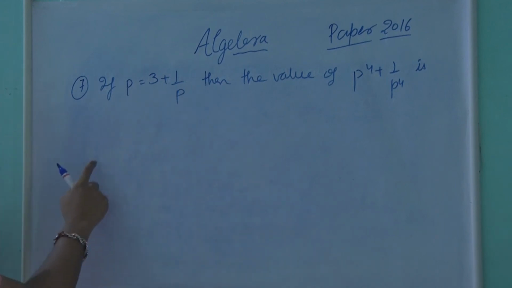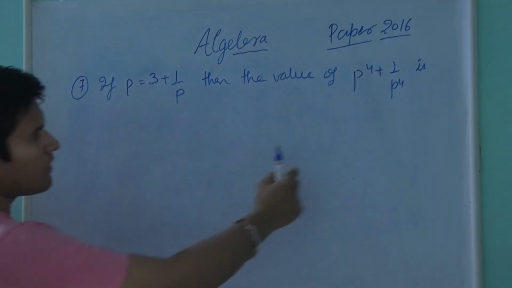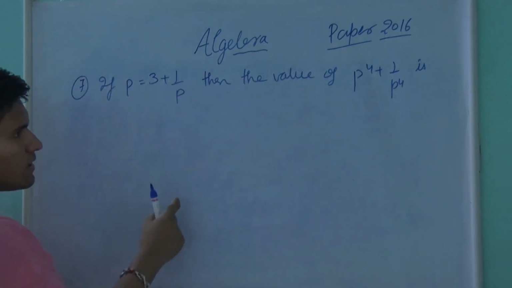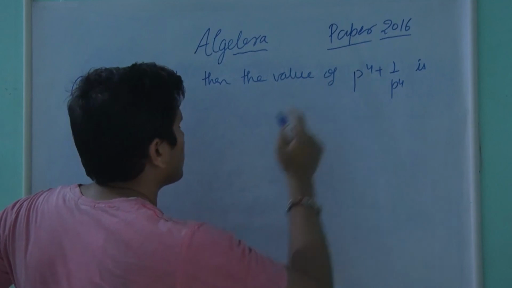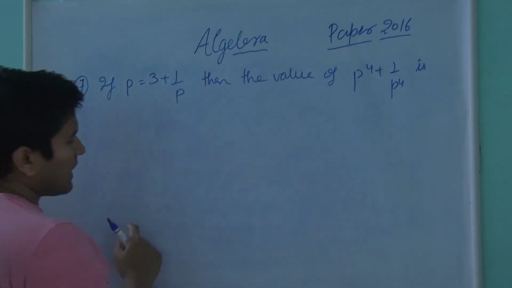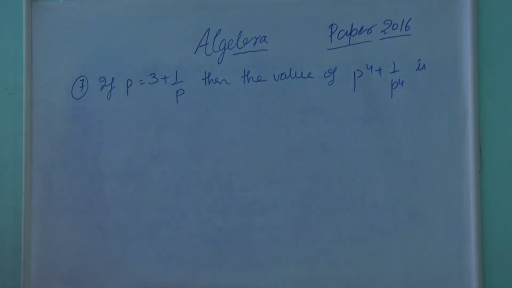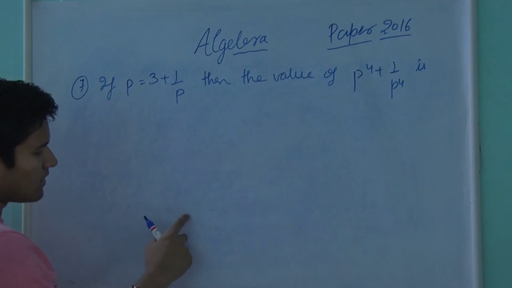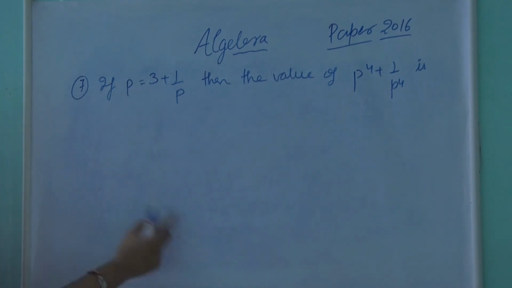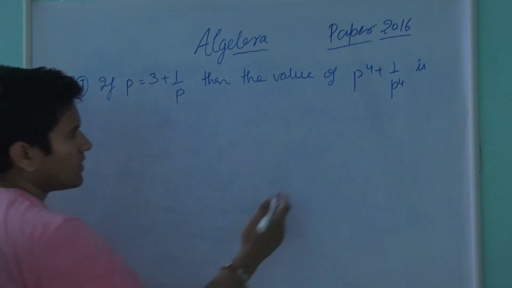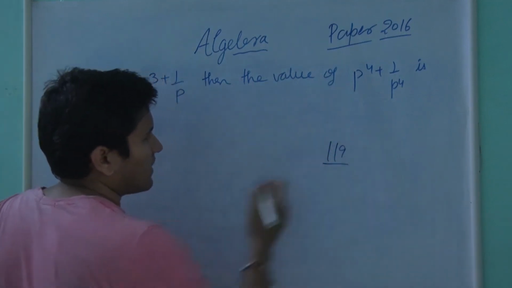So p plus 1 upon p equals root 13. We have to find the value for power 4. The simple method is to square it and then minus 2. Squaring root 13 gives 13, minus 2, that is 11. And then squaring it again gives 121, minus 2, that is 119. So the answer of this question is 119.